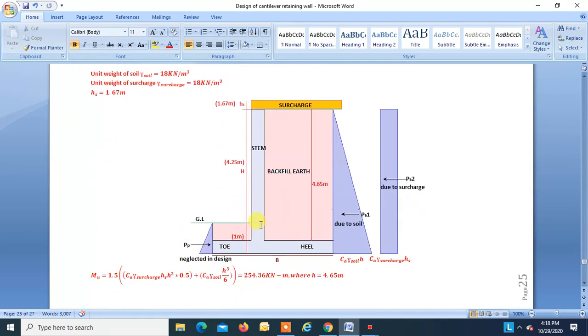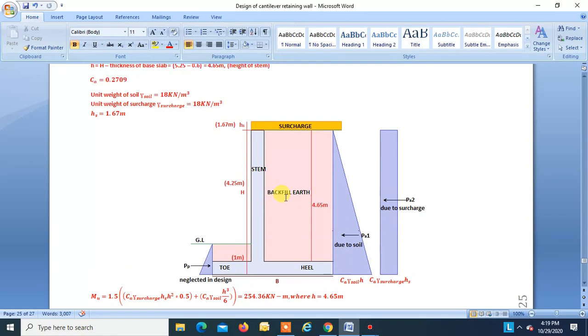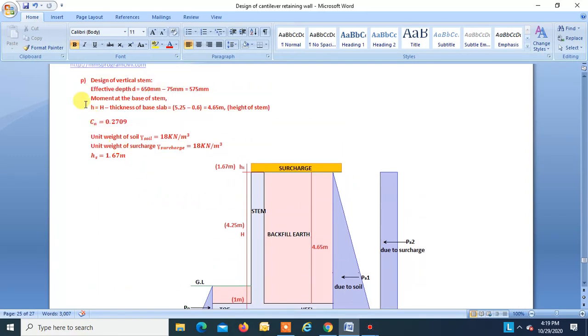The height of the stem is 4.65 meters. So this force from here, this height, this is the pressure due to soil which will be exerting the active pressure on the wall, and this height will be for the surcharge. This is the pressure diagram for the surcharge. So the active pressure for this height of this diagram will be exerting pressure on the retaining wall. So let us see the detailed calculation.